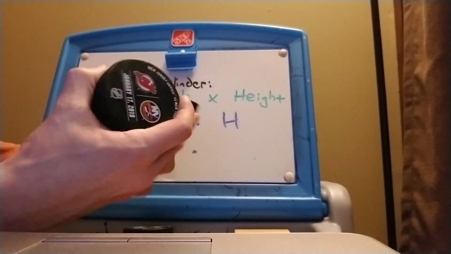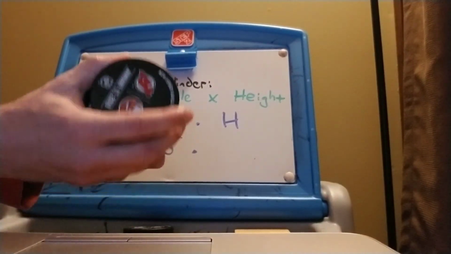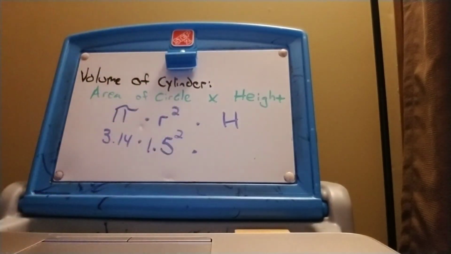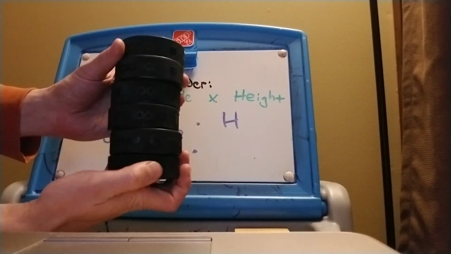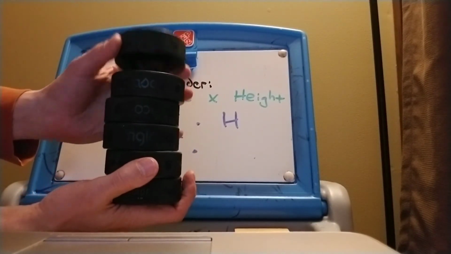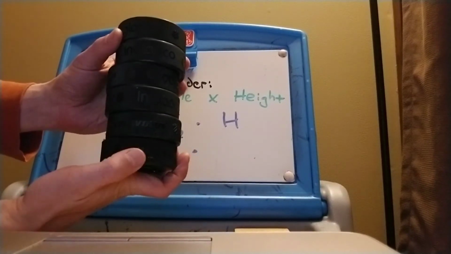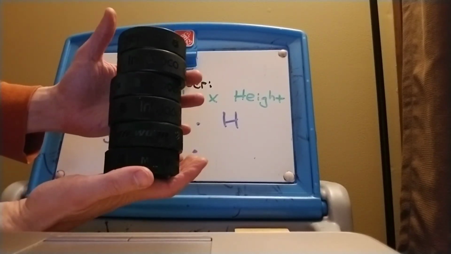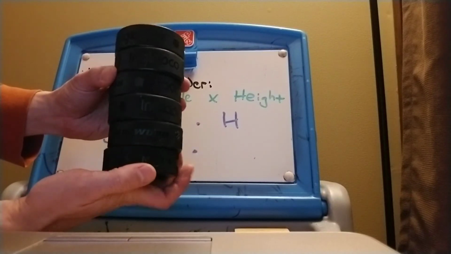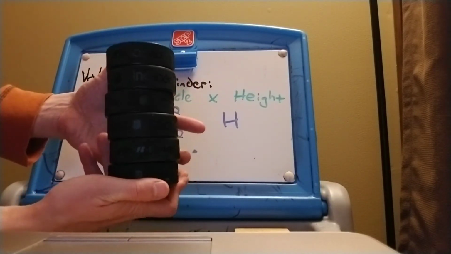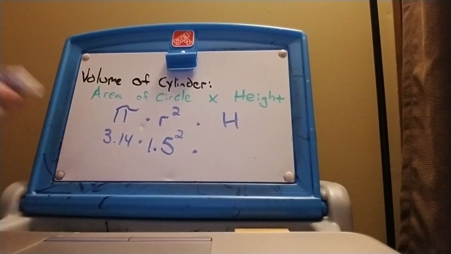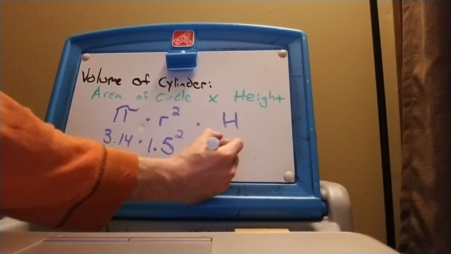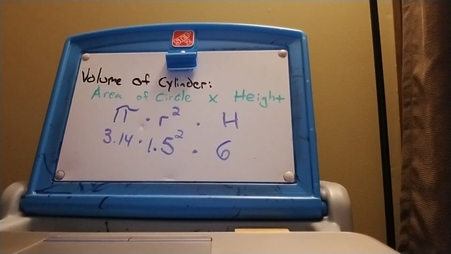So we're going to find the volume of this puck cylinder that I've made by stacking these pucks on top of each other. So again, the volume of the cylinder is going to be the area of one puck times the height. How many pucks I have, and it might be kind of tough to see on the screen, but I have 6 pucks in this cylinder. So it's going to be the area of the circle times 6. 6 is going to be my height. All right, so that's what the volume of the cylinder is going to be.